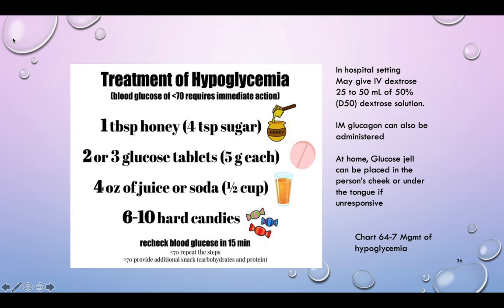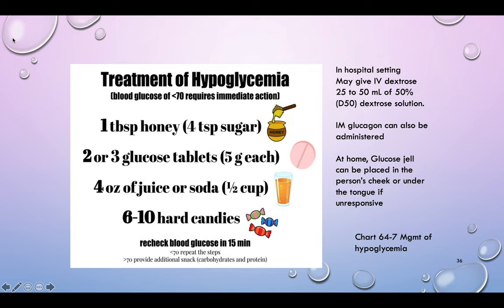So 1 tablespoon of honey, or 2 or 3 glucose tablets, 4 ounces of orange juice or regular soda, 6 to 10 hard candies if the person is conscious. Now, you don't want to put hard candies in somebody that's not functioning well. They'll choke to death. They've also got gels out there. They've got shots out there that you can use.